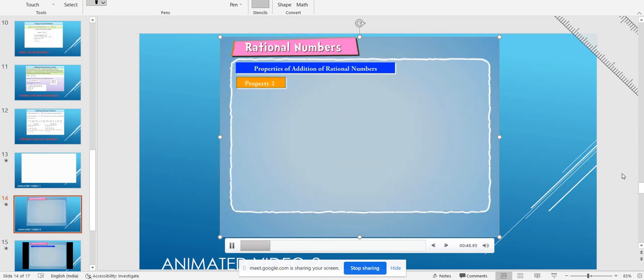Property 2. To understand this property, let us consider the following examples. 3 by 5 plus minus 7 by 6 is equal to 18 minus 35 by 30, which gives us minus 17 by 30. Also, minus 7 by 6 plus 3 by 5 is equal to minus 35 plus 18 by 30, which also gives us minus 17 by 30. Therefore, 3 by 5 plus minus 7 by 6 is equal to minus 7 by 6 plus 3 by 5.